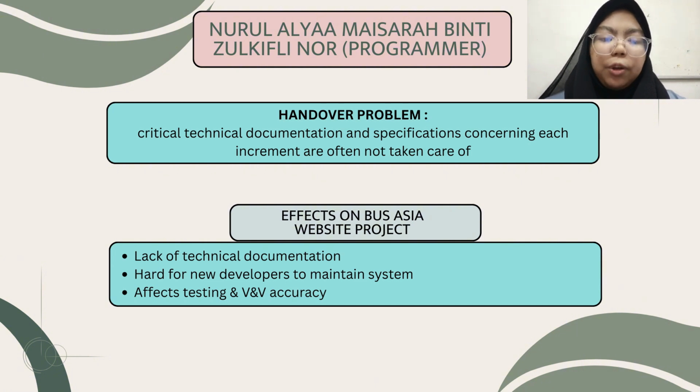For example, if a new programmer needs to upgrade the payment system, they may spend a long time trying to understand the original design instead of developing new features. This slows down the project and reduces efficiency. The lack of documentation also affects verification and validation. Testers rely on documented specifications to verify system performance. Without proper documentation for modules like GPS tracking, it becomes difficult to ensure reliability after updates. In the long run, this can affect system dependability and damage Bus Asia's reputation as a reliable online bus service.